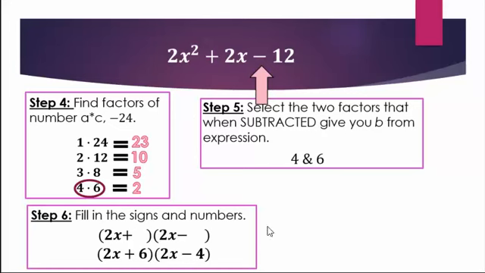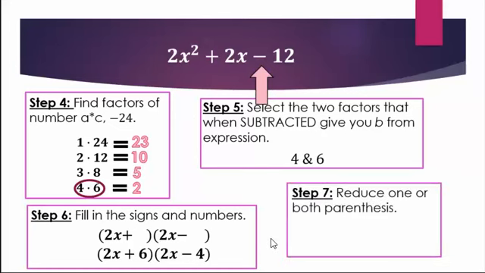So if I look at my two sets of parentheses, which is 2x plus 6 and 2x minus 4, I ask myself, can these be reduced? Do they have a common factor? 2 and 6 both have a common factor of 2, so I'm going to reduce it by 2. 2 and 4 also have a common factor of 2, which means I could divide by 2, giving me x plus 3 and x minus 2 as my final answer.